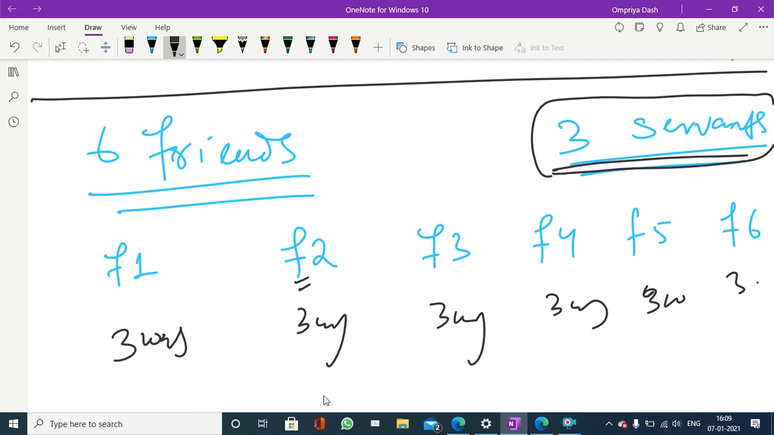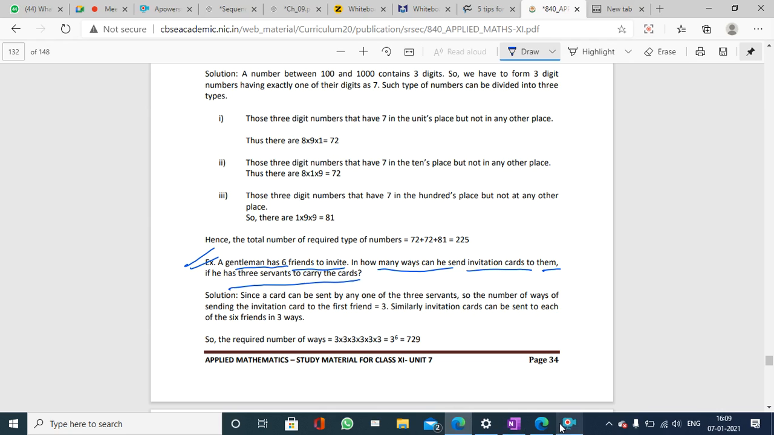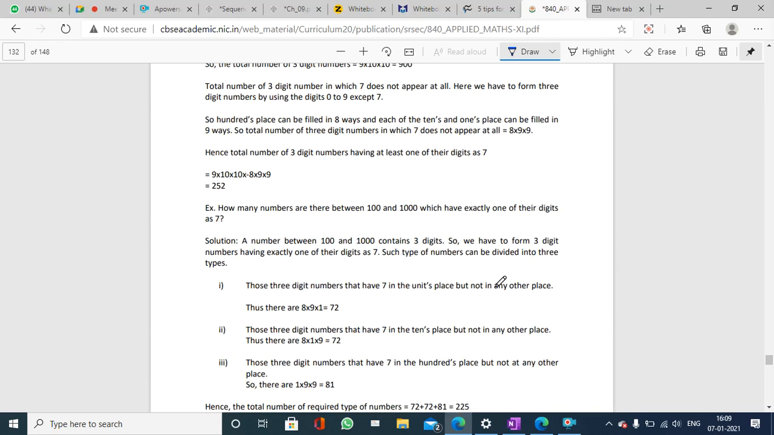You get it? So in how many different ways can the entire task be completed? 3 into 3 into 3, that is 3 to the power 6, different ways. So you got it.